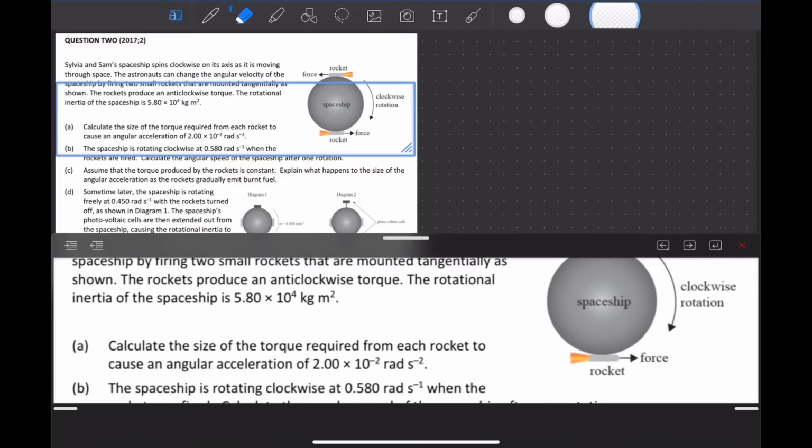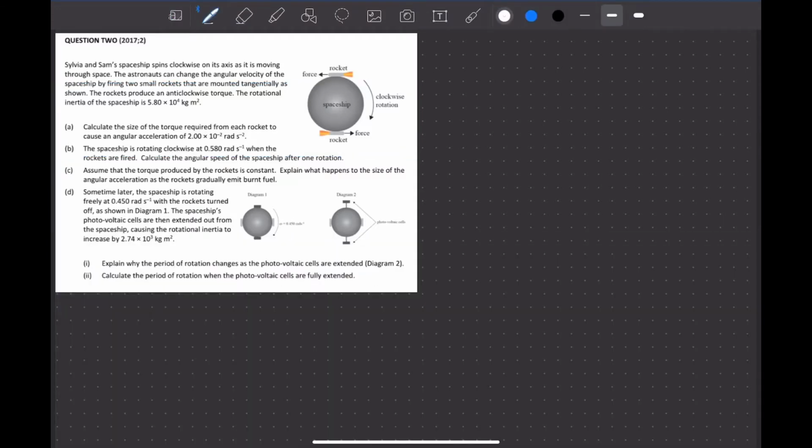So for A, they want us to calculate the size of the torque required from each rocket to cause an angular acceleration of 2 times 10 to the negative 2 rads per second squared. So they've given us that. Okay, so we know the sum of torques is going to equal our rotational inertia times our angular acceleration.